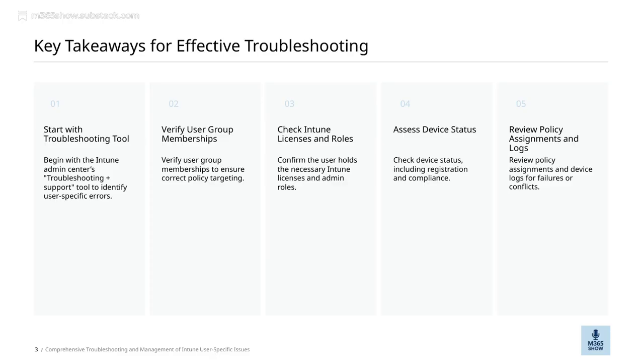Moving on, it's important to confirm that the user has the necessary Intune licenses and admin roles assigned. Without the right permissions, troubleshooting can become much more complicated. We also need to verify the user's group memberships. Correct group targeting ensures that policies are applied to the right users and devices. And finally, a very effective starting point is the Intune Admin Center's Troubleshooting Plus Support tool. It's designed to help quickly identify user-specific errors and streamline the troubleshooting process. By systematically reviewing these areas, we can more efficiently identify and resolve issues, keeping everything running smoothly.